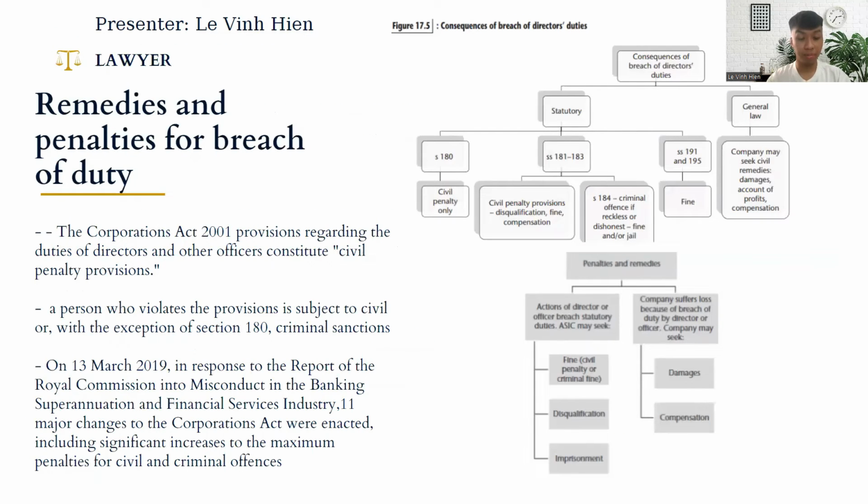And now we move to remedies and penalties for breach of duties. The provisions of the Corporations Act 2001 relating to the duties of directors and other officers of the company are civil penalty provisions. The result is that a person who violates the provisions is subject to civil penalties, with the exception of Section 180, criminal sanctions. On 13 March 2019, in response to the report of the Royal Commission into misconduct in the banking, superannuation, and financial services industry, major changes to the Corporations Act were enacted, including significant increases to the maximum penalties for civil and criminal offenses.